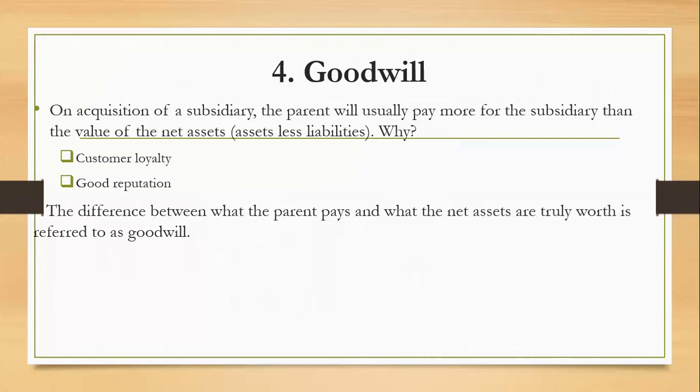Then you go further to justify why you think you have paid more than the book value of the asset. You start justifying because of the place where this thing is. You start looking at maybe the 4 P's of marketing: customer loyalty, good reputation, and all these other things. So in short, goodwill is where you have paid more than the net assets of the company that you're acquiring. So that difference is what you call goodwill. You get me?